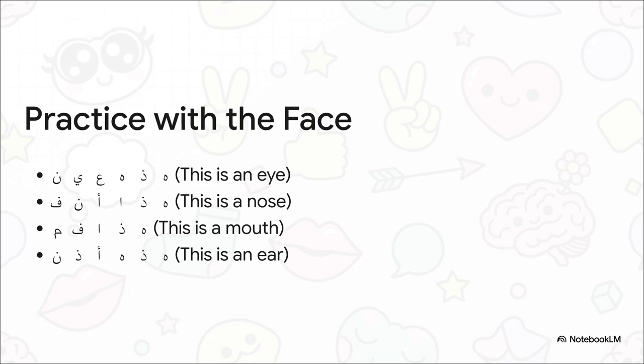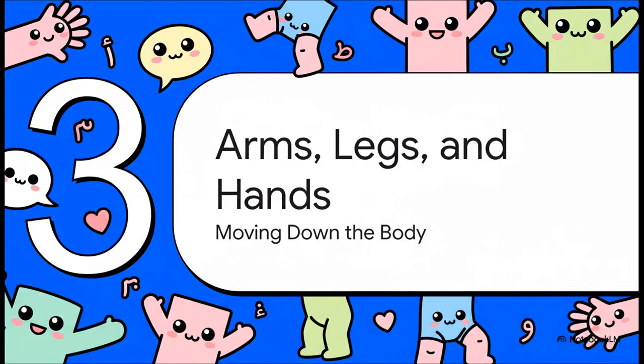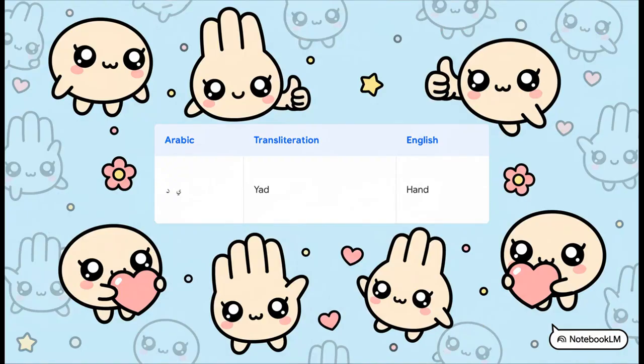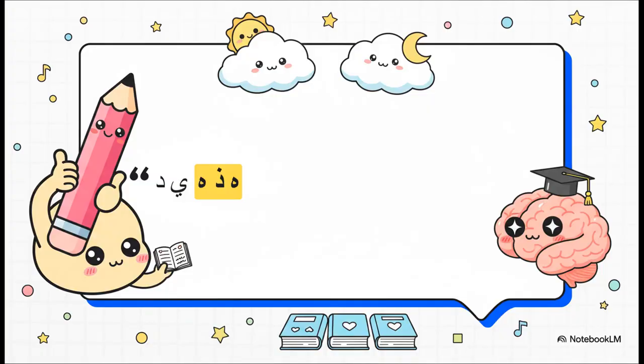This is awesome. Fantastic. Now that we've got the face covered, let's keep going and move down the body. We're going to apply the exact same rules we've just learned. The word for hand is yad. Now, based on that little pro tip we just learned about paired body parts, what gender do you think this is? Exactly. It's another feminine noun. You've got this. And because you know that rule, you already know exactly how to say this is a hand. You just grab your second tool and say, hadihi yad.